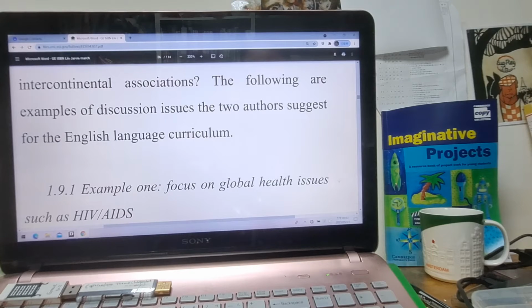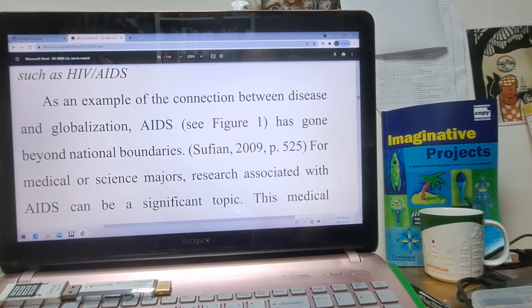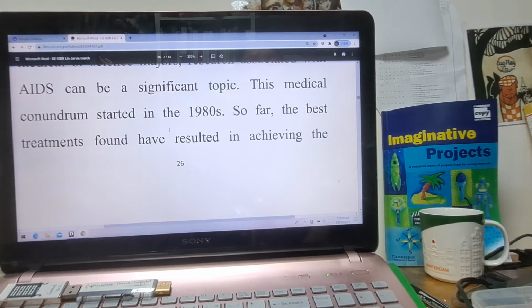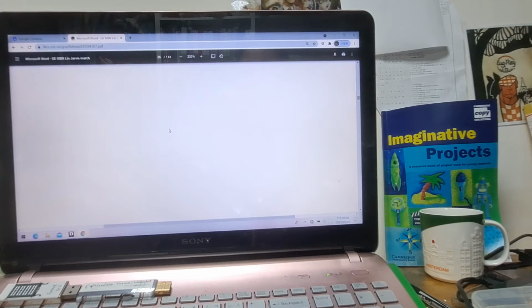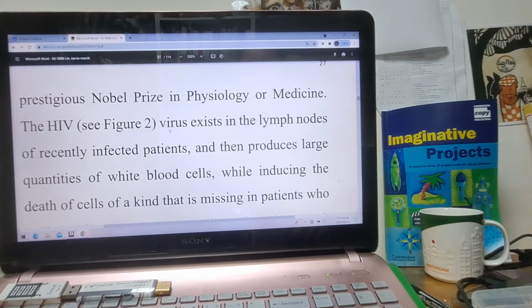First example, we focused on global health issues such as HIV or AIDS. As an example of the connection between disease and globalization, AIDS has gone beyond national boundaries. For medical or science majors, research associated with AIDS can be a significant topic. This medical conundrum started in the 1980s. So far, the best treatment found has resulted in achieving the prestigious Nobel Prize in Physiology or Medicine.